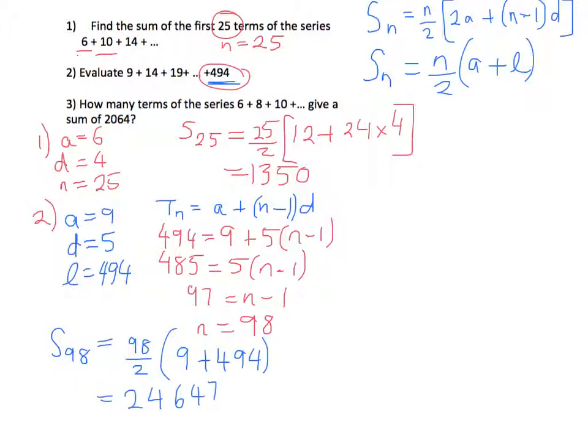Alright, then let's have a look at number 3. How many terms of this series, 6 plus 8 plus 10, give a sum of 2,064? Alright, so you can see that the first term, A, is 6. The common difference there, you can see, is 10 minus 8 or 8 minus 6, which is 2. We know the sum of these n terms is 2,064. We don't know what n is. That's what it's asking us to find.